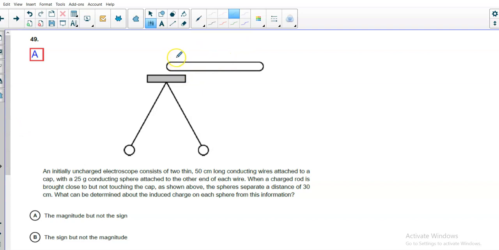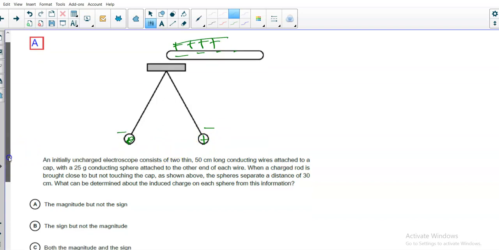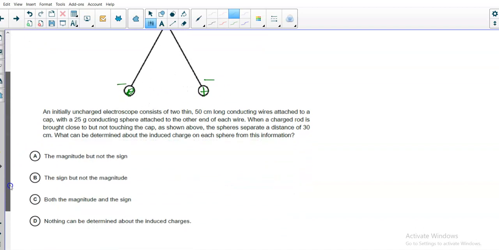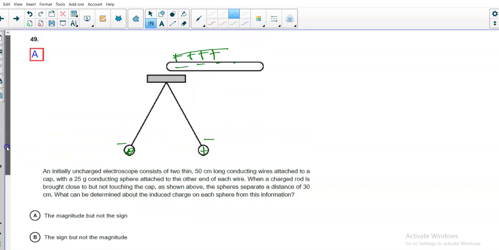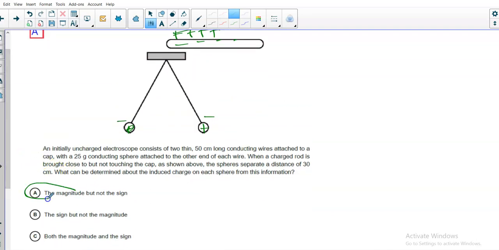Because if I bring a positive rod here, then these will be positively charged and repel each other. If I bring a negatively charged one, then negatives will fly away and go to here, and they'll be negatively charged. And they'll behave the same way. So there's no way to know the sign of the charges, but I could probably figure out the magnitude. So for 49, we're going to go with A.